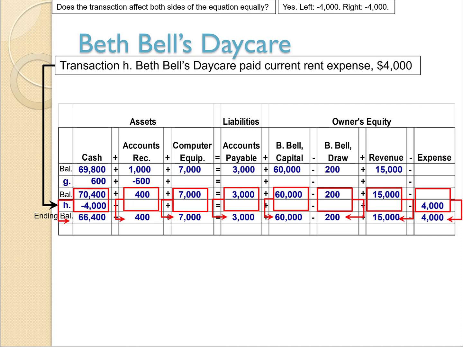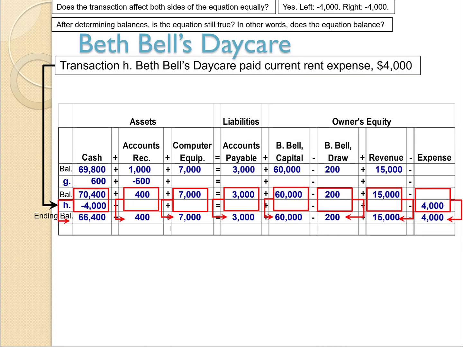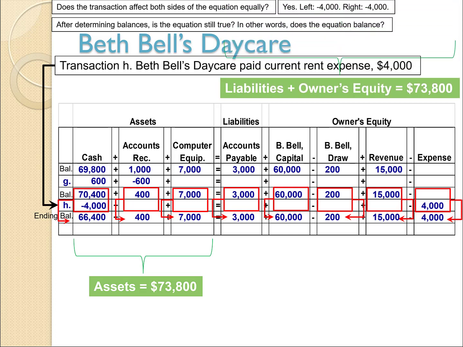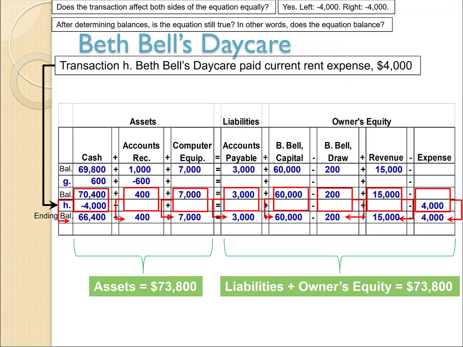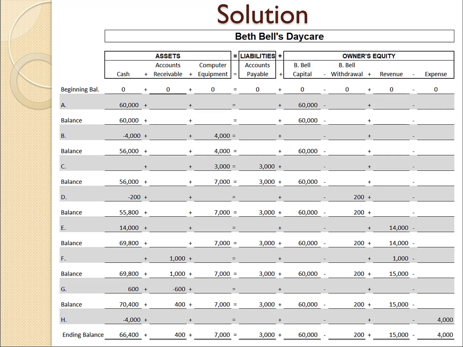So then we have to do a final check to make sure our balances are equal on both sides. On the left side, we have $73,800 by adding up our assets. And on the right side, we should have the same amount by adding up liabilities and the owner's equity accounts. And we do. We get $73,800. So if you want to see the solution all at once, here you go. Make sure you have the same solution that I have.